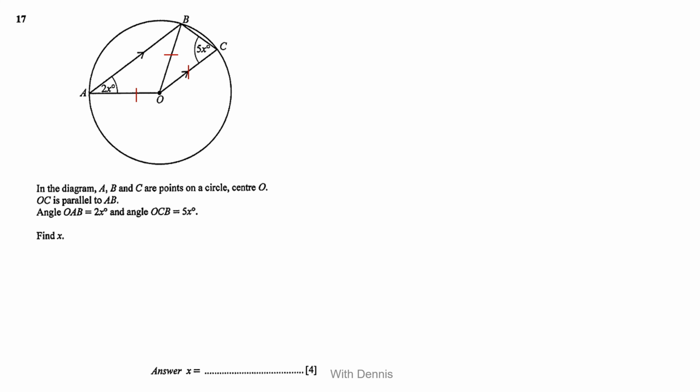the circle, hence they are equal in length. Therefore, triangle OAB and triangle OBC are isosceles triangles, which means that this angle will be 2x and this angle will be 5x. And we can see the letter Z here, which means that this angle is 2x because of alternate angles.